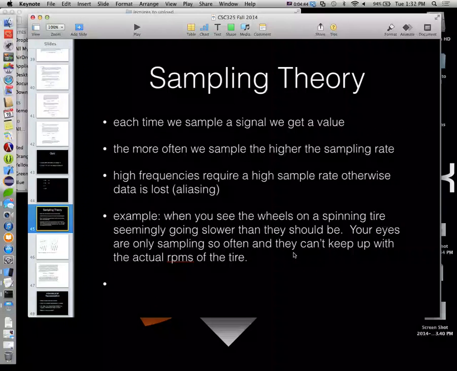So, 120 hertz. Well, we've learned some things about hertz in here. That would be 1 update per second.